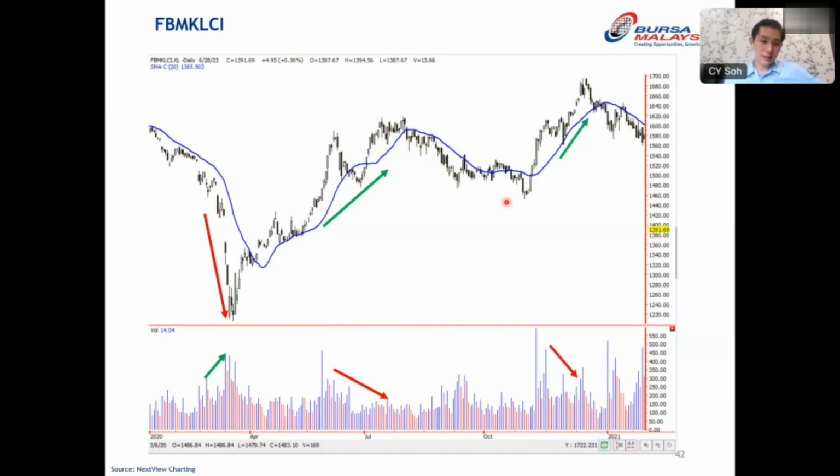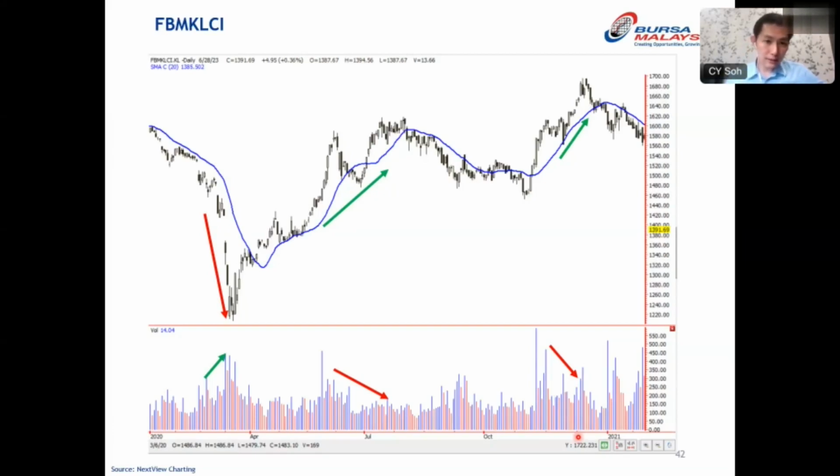Another example here, which I believe is quite recent, the price continues to go up. But here you can see the spike in volume. Each and every time there is a spike in volume, it is getting lower and lower. So price goes up, volume comes down. It is signaling the bearish reversal. Bear is actually coming soon.